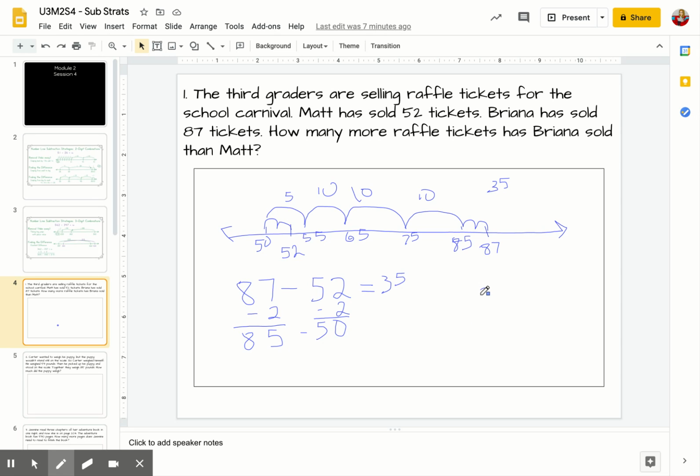You can stack this if you wanted to. 85 minus 50. 5 minus 0 is 5. 8 minus 5 is 3. 35 tickets.